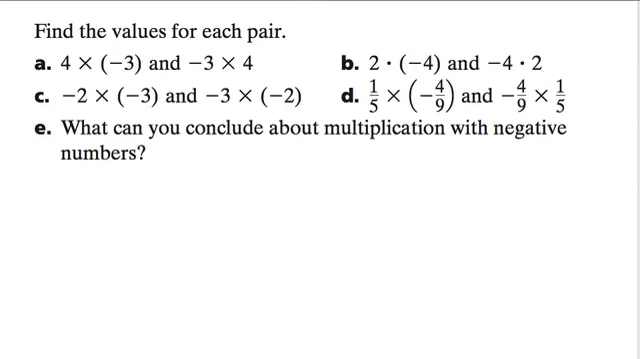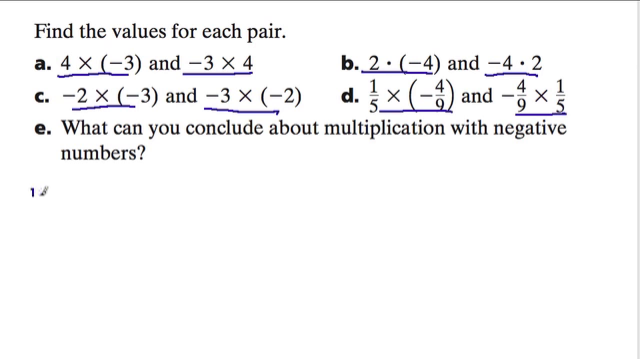Alright, so in this problem they're asking us to find the values for each pair. What they mean is for each pair of expressions in each part. So we're figuring out what each of these equal, and then they ask us to make a statement. What can you conclude about multiplication with negative numbers?